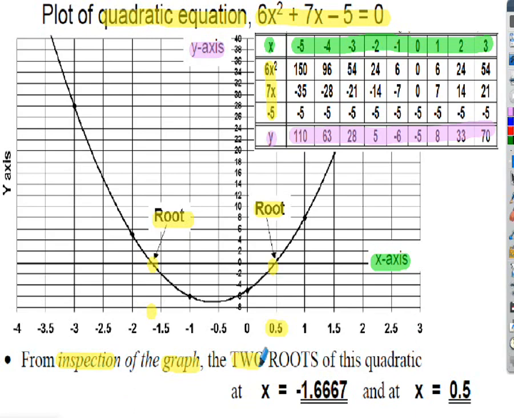If we were to solve for the two roots analytically using the factorization method or the quadratic formula, we would find the roots are at x is equal to negative 1.6 recurring, or negative 1 2/3, and also at x is equal to 0.5. And that's one of the benefits of the analytical techniques of factorization and the quadratic formula: they give you the exact values. When using the graph, although nice and visual, it's not always easy to interpret the actual values for the roots. The following slides now will start to review the factorization method and the use of the quadratic formula.